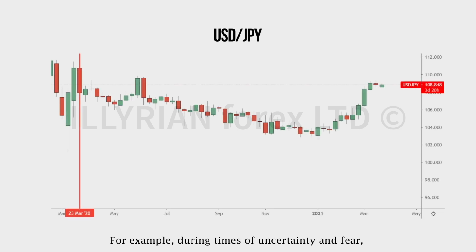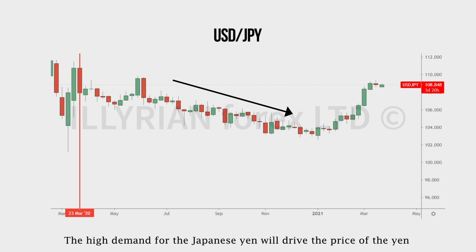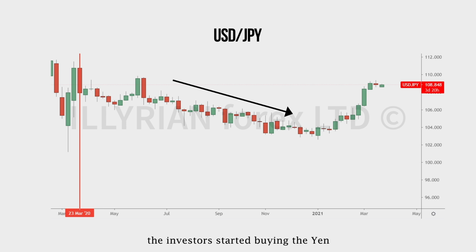For example, during times of uncertainty and fear, investors reduce their exposure in the equity markets and start buying safe haven currencies to protect their investments. The high demand for the Japanese yen will drive the price of the yen higher, due to the high demand by investors to buy the yen. This is exactly what happened in the coronavirus crisis. The investors started buying the yen, and as a result, the US dollar yen dropped tremendously.